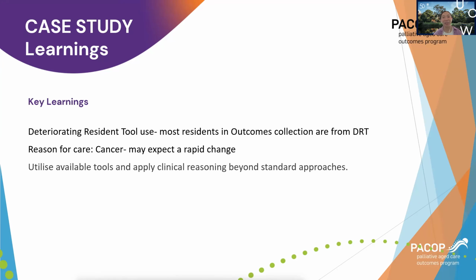Now, just pointing towards the end of this discussion, case study learnings, one thing that we could always rely on when you're using the PACOP framework is using the deteriorating resident tool. Deteriorating resident tool is what we call the go-to tool, the green tool, because it's a condensed version of all the assessments, but it's a good tool to grab where we can actually complete an assessment in 5 minutes, and it tells us, does this resident have an active palliative care need?